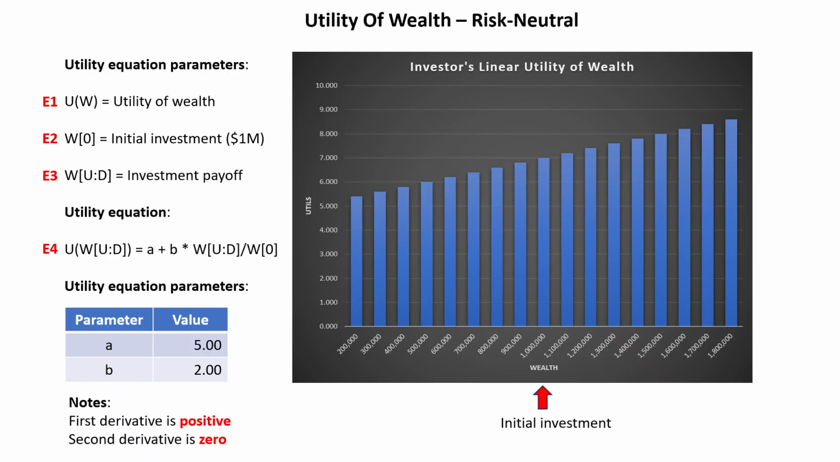Now the second derivative is 0, and this is because the investor is risk neutral, and we'll see where that plays in the next slide.